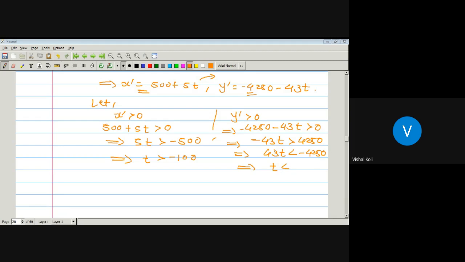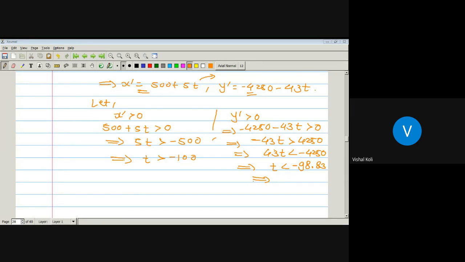What is the value of 4250 divided by 43? 98 point something, 98.83. But t is an integer, so here we have to consider the nearest value of minus 98.83, which is nothing but minus 99 somewhat.